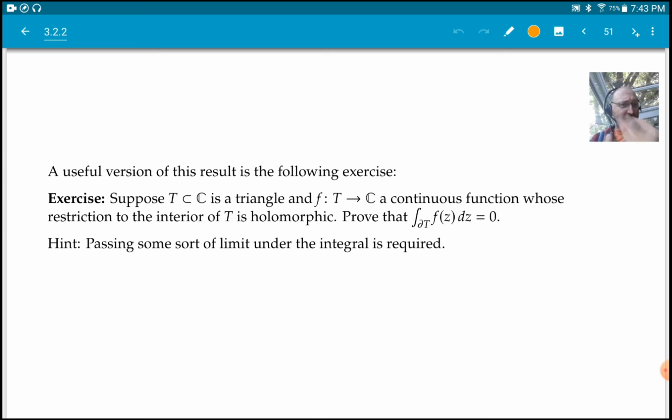And Goursat is actually important there, in that we have Cauchy for triangles. All right.